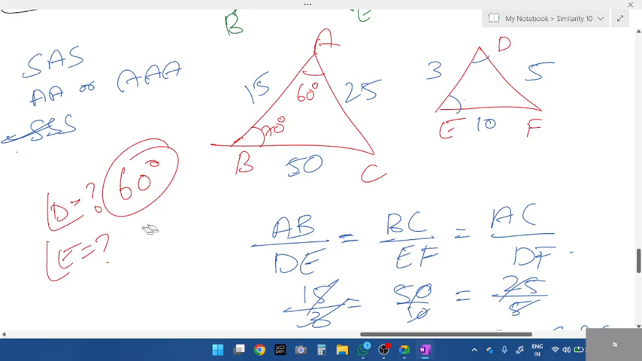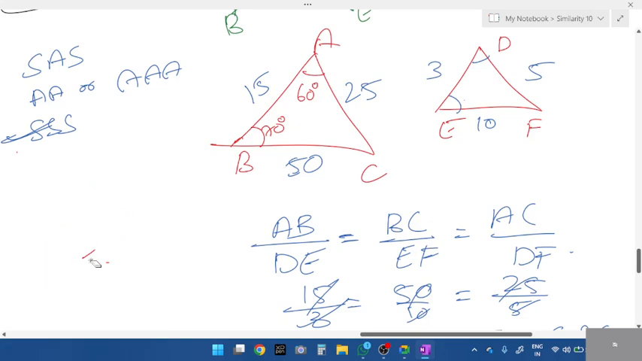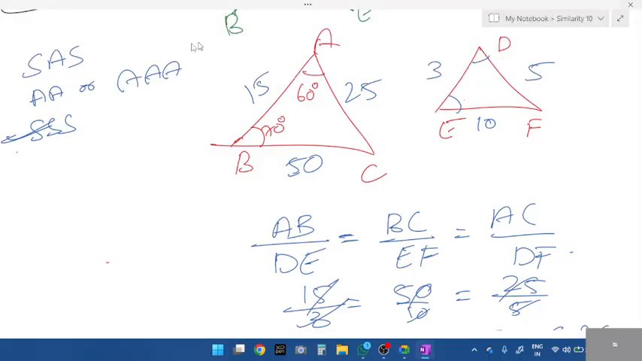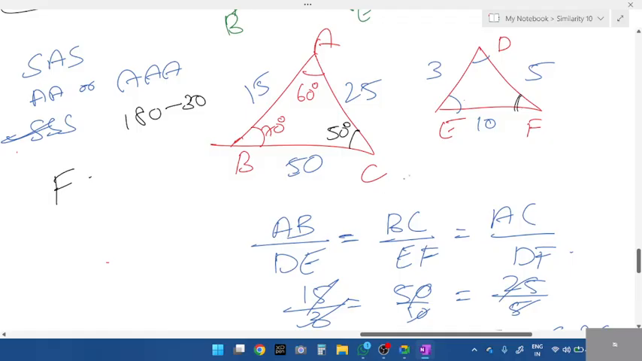Now the question is, they won't ask this, they'll ask angle F, students. How do you find angle F? Which concept do we use to find the third angle? Angle sum: 180 minus 60 plus 70. 60 plus 70 is 130. What is angle C? 50. If angle C is 50, what is angle F, students? If both the triangles are similar, 50 degrees. Is this concept clear for side, side, side?